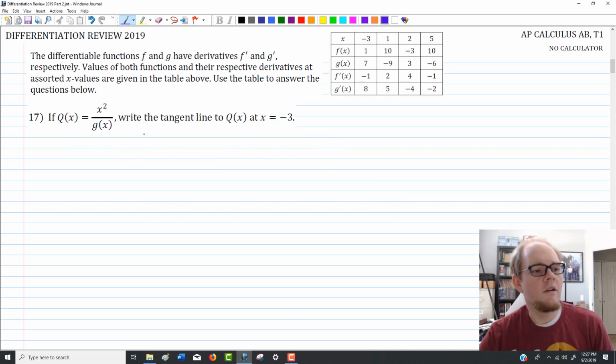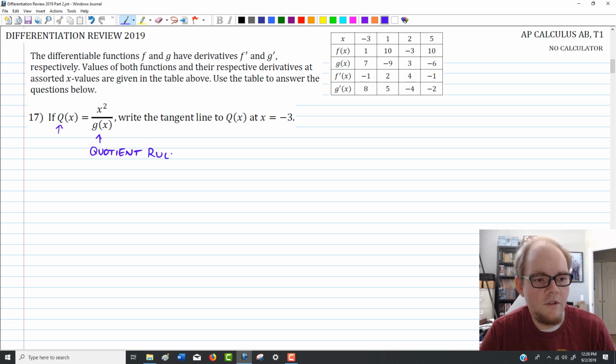Okay, our second question here, again, involves a redefinition at the beginning. It states first that if q of x is equal to x squared over g of x, we're supposed to write the tangent line to q of x at x equals negative 3. Pointing out, of course, that negative 3 is in fact in our table, so we should be able to make this happen. First of all, that q is usually a pretty big hint, but more than that, we see a function divided by another one. That makes me think of low d high minus high d low. It's the quotient rule. So I'm thinking we're going to need to use the quotient rule in order to work our way through that. Of course, there are other ways to do it, but I think the quotient rule is probably one of the fastest.